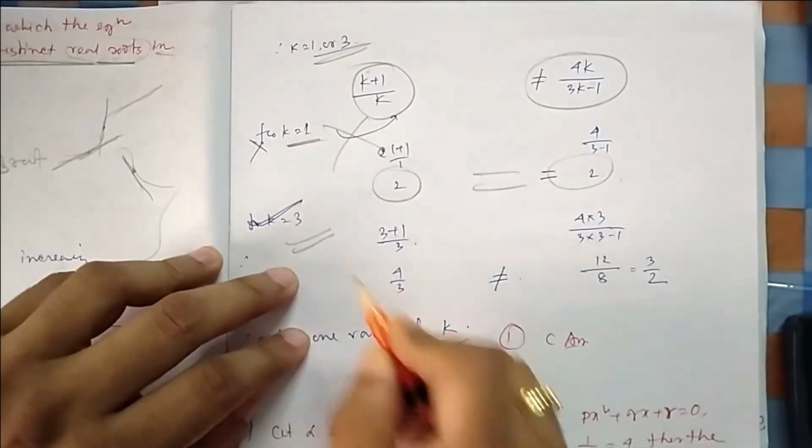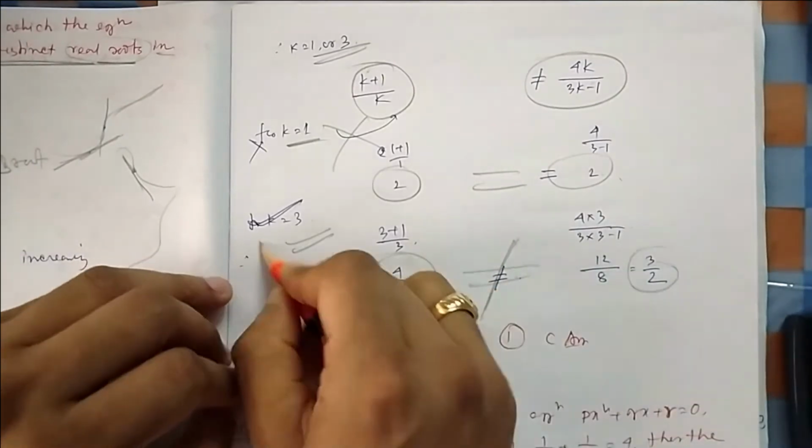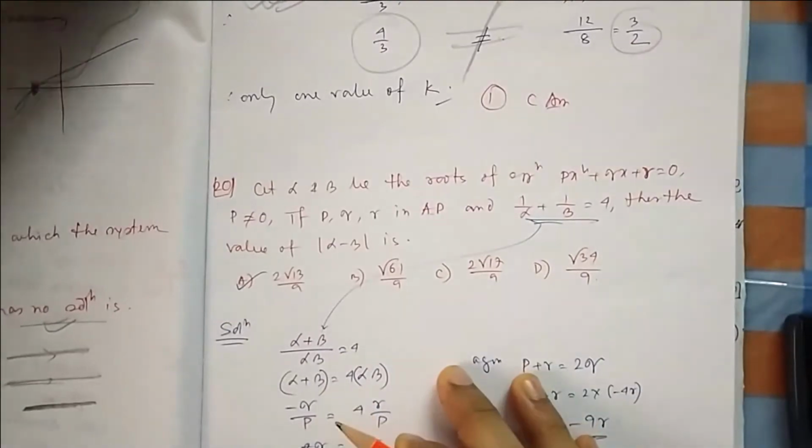So that's why I am now putting k equal to 3. So this side is this one, this side is this one. So this should not be equal. It is satisfying this one. That's why k equal to 3 is the correct answer. Both equal to and not equal to have to be satisfied.